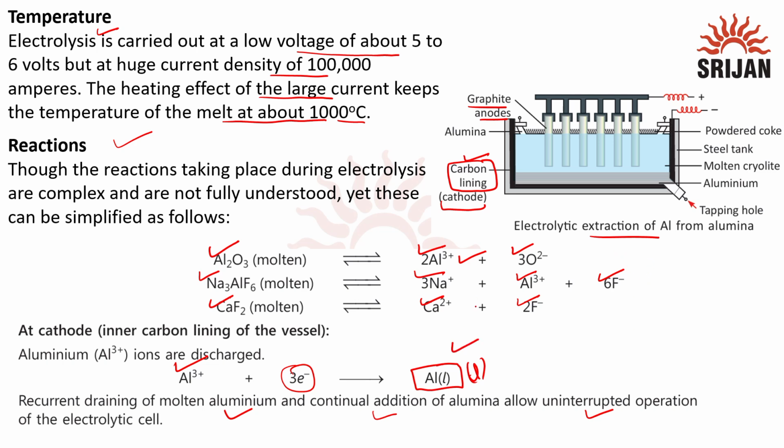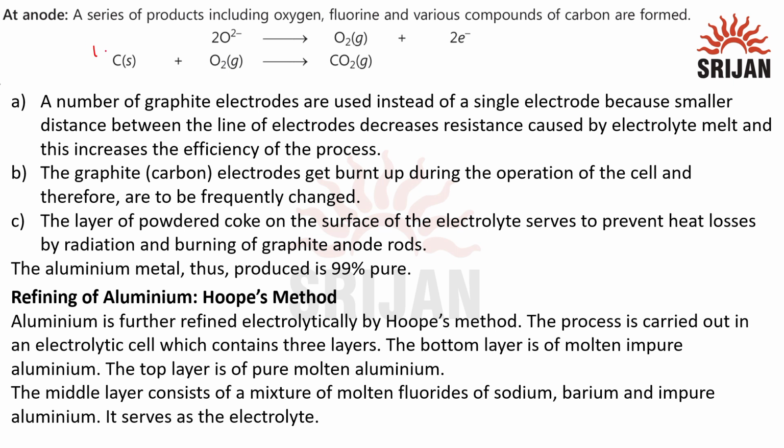Now talking about what happens next. So at the anode, what happens? A series of products are formed. First, the oxygen that is made at the anode gets converted into oxygen gas, and then this oxygen gas combines with the carbon of the anode, because carbon is present at the anode as the anode is made up of graphite, and this forms carbon dioxide gas at the anode.